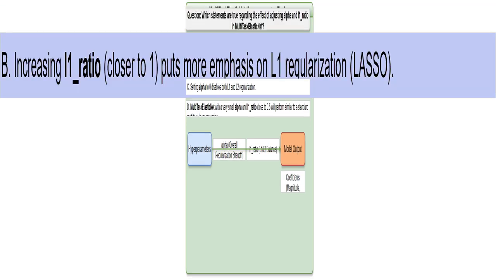I found this statement false, too. Setting alpha to 0 means no regularization. That's like removing the penalties, resulting in a standard linear regression model.